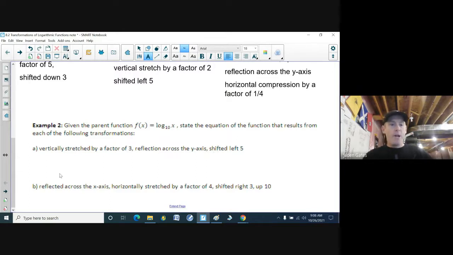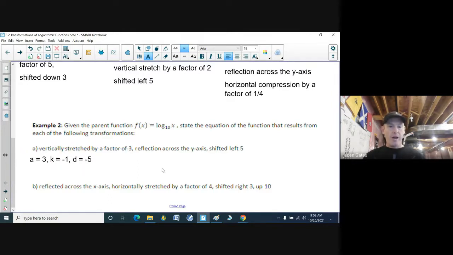So again, before I write the equation, I'm going to write my values here. All right, so vertically stretched by a factor of 3. That's telling me A is 3. It's a reflection across the y-axis. That is secretly telling me that K is negative. And since I got no other information, it's going to be -1. And it is shifted left 5. So I got D is equal to -5.